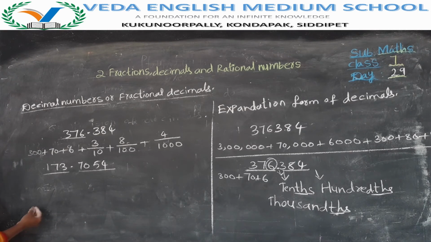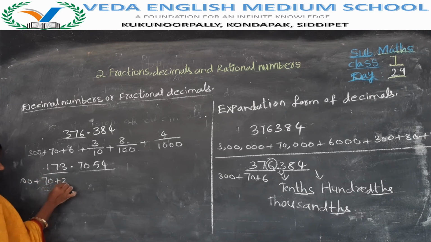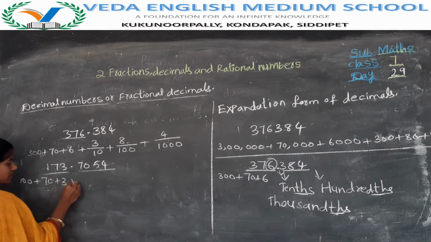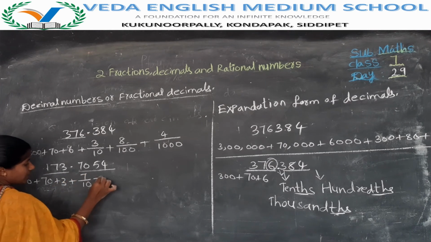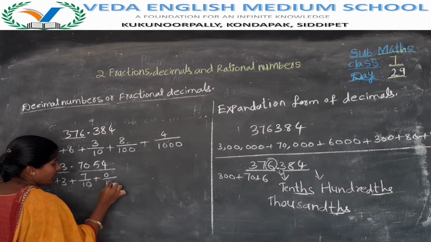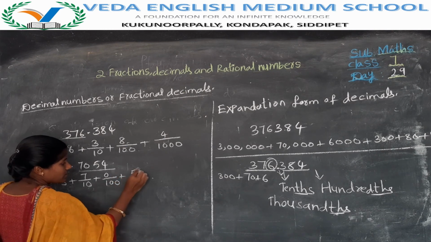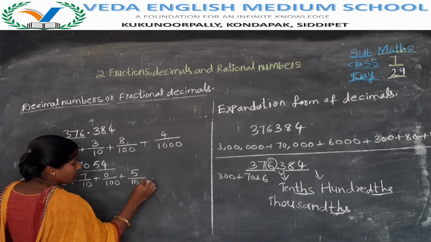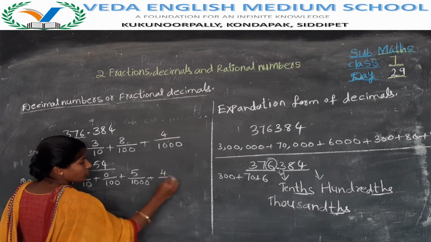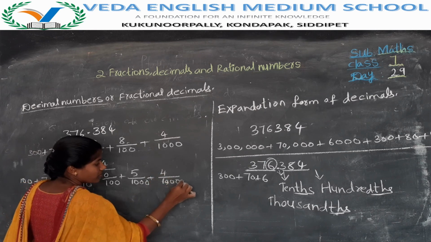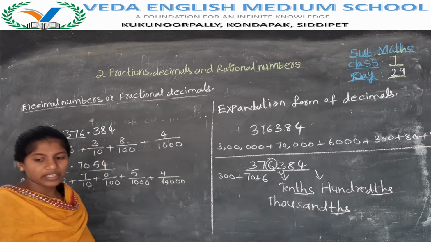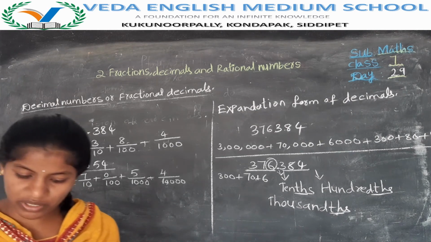So write the expanded form. Ones, tens, hundreds. So 100 plus 70 plus 3. It is 173. Plus tenths, so 7 by 10. Hundredths, 0 by 100. Plus thousandths, 5 by 1000. Plus ten-thousandths, 4 by 10,000. Like this you have to write the expanded form for the given numbers.